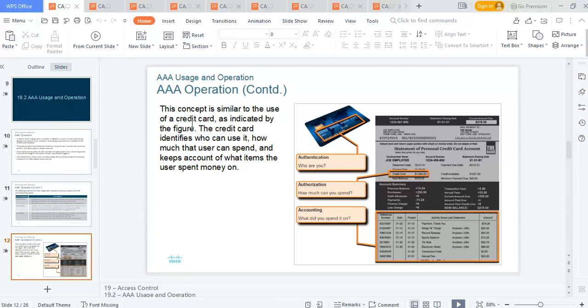So this is a classic example for someone that's going to buy stuff using a credit card. Authentication, who are you? You have to put in your details, put in your password. Authorization, how much can you spend? We have to authorize depending on who you are, whether you're a user, whether you're an admin. Then accounting, this area, what did you spend on? What are the details of the transaction that you have already done?